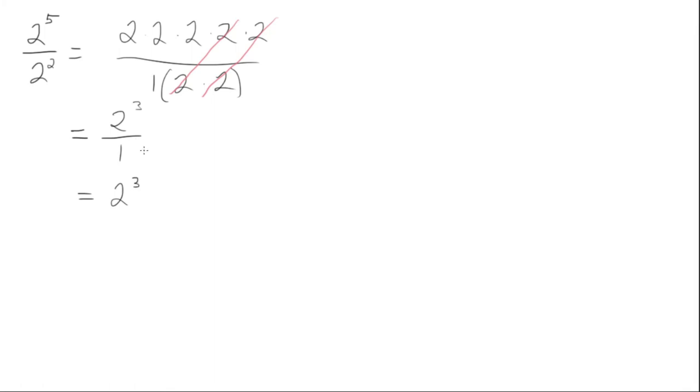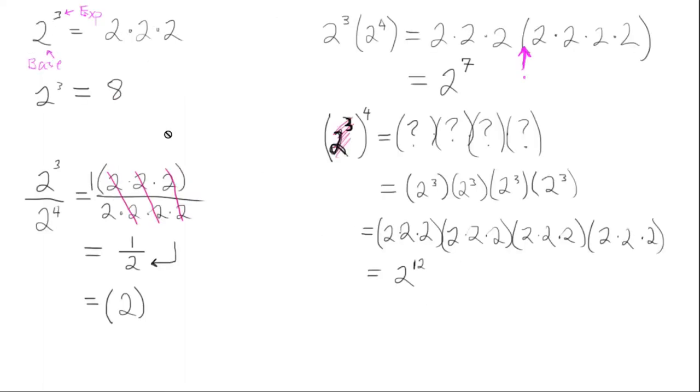Well, how did we get there? 5 take away 2 is 3. We had 5 and we took away 2 of them. They're gone. We literally subtracted them from the list of 5. So the exponent rule there is to subtract. Let's go back to our previous example. And what we understand is that 3 take away 4 is negative 1.